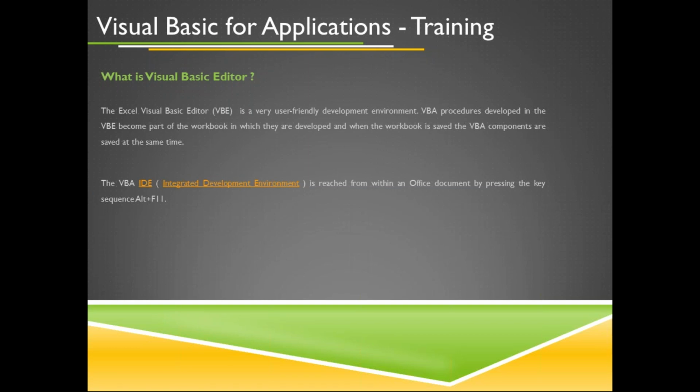So VBA procedures developed in VBA become part of the workbook in which they are developed, and when the workbook is saved, the VBA components are saved automatically at the same time. Whatever code you write in the VB editor, whenever you close the Excel macro, it will prompt you with a message box to save or cancel. If you click on save, the data on the Excel sheets as well as the code you wrote in the VB editor will be saved automatically.